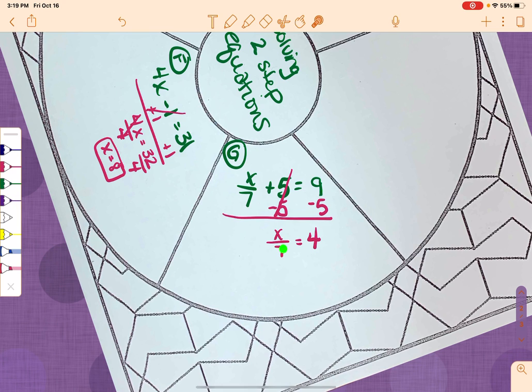So if I want to get rid of this, that's x divided by 7. So the opposite of dividing by 7 is multiplying by 7. So that cancels, you're left with x. And 4 times 7 is 28. Okay, we'll keep going with these the next time when we're together.